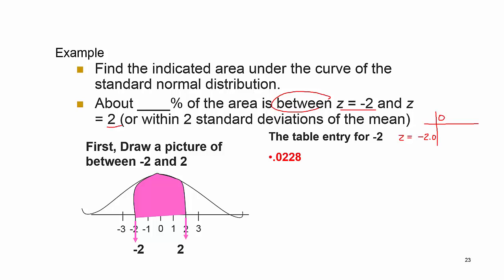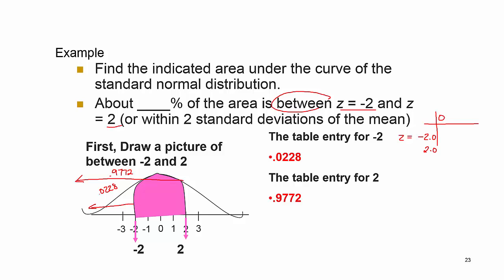Now, that is area to the left of negative 2. That's not the area that I want, though. Whenever you have a z, look it up. So now I need to look up 2. So I'm looking up z equals positive 2.00. And that's going to give me area of 0.9772. So from 2 all the way to the left, that's 97.72%, or 0.9772.